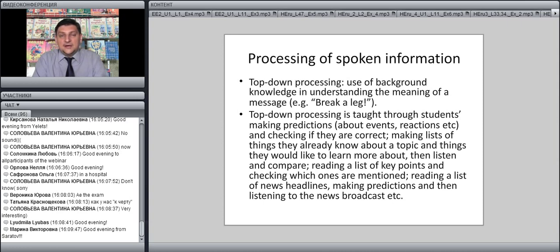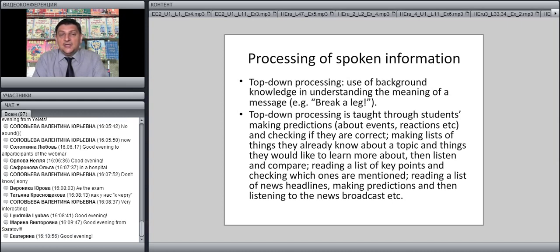You can ask students to read a list of key points and then listen to a story and check which points have been mentioned. You can ask students to take a look at some pictures which the conversation is going to concern, and then ask them to make predictions about what the story is going to be about, and so on. You can take a look at a list of news headlines and ask the students to guess what the news is going to be about, and so on. So all these examples sound quite familiar to you, but they are used differently in different approaches.